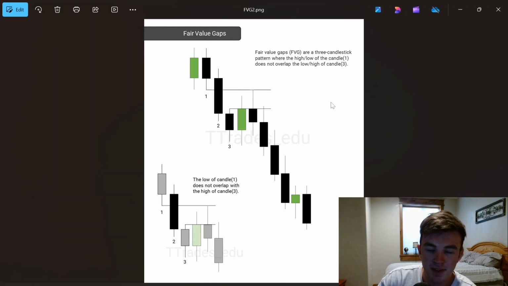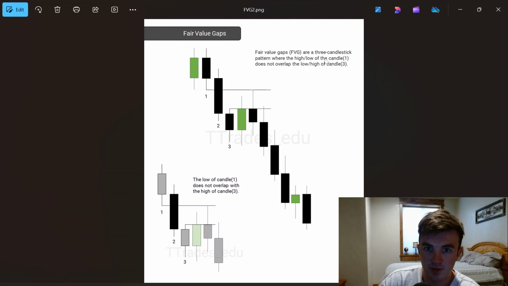So this assumes you know what a candlestick is. A candlestick is simply a price's open, high, low, and then close. Or if it's a bullish candle, it opens, creates a low, high, then closes. But all you need to know is it just shows where price has been for a given unit of time. Now, this candle in between these two, it's a three candlestick pattern.